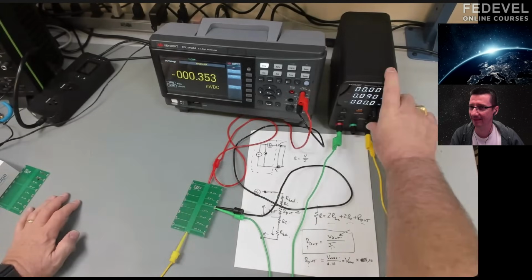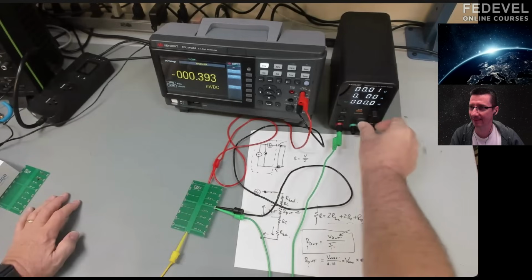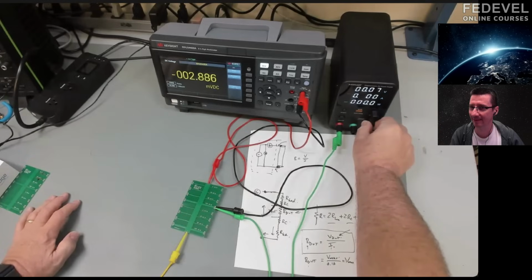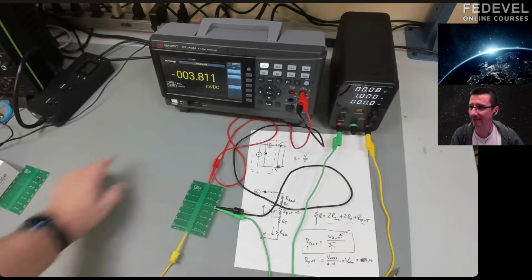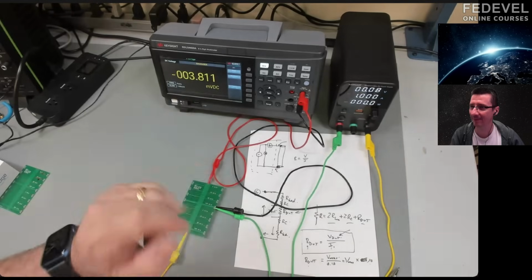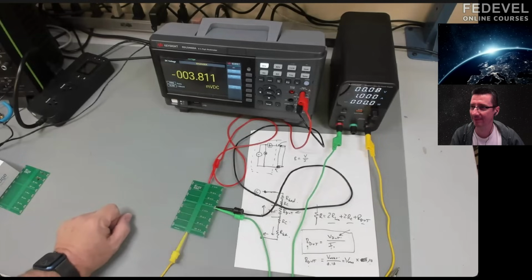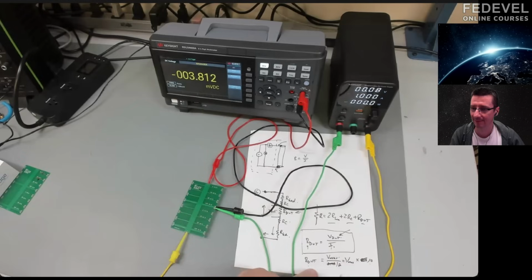So I'm going to move it to this one, and we're going to crank it up to, okay, we got 1 amp going through it. And look at that. It's 3.8 millivolts. And with 1 amp down here, 3.8 millivolts is 3.8 milliohms.